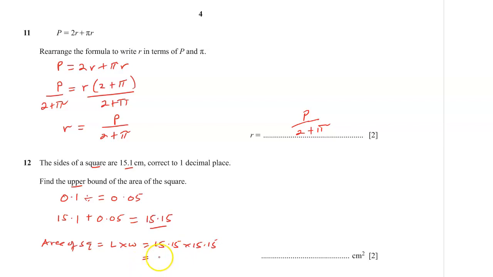And what do we get? We get 229.5225. The side of the square was given correct to 1 decimal place, so to find the upper bound, the answer cannot be more accurate than the value. So we're going to give it to 2 decimal places. So you write this to 2 decimal places, 229.52.